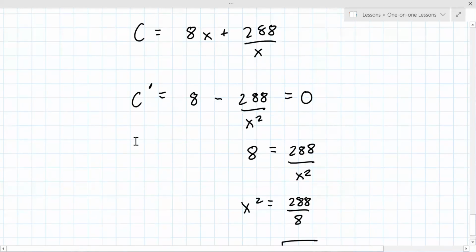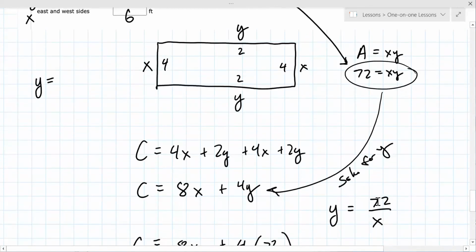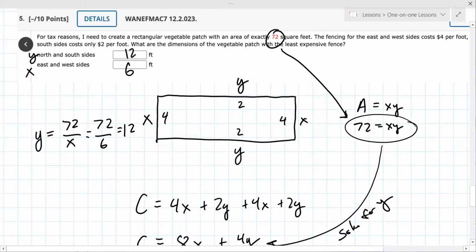But what is x? Well, we called x all the way back up here. We said it was the east and west sides. Just make sure you get that number in the right place. Y, we solve for y. It's 72 over x. 72 over 6 equals 12. Okay.